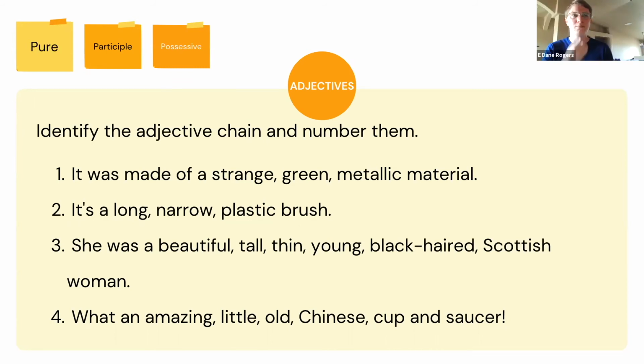Yes. It's a long, narrow plastic brush. Good. It's a long, narrow plastic brush. Long, narrow, and plastic are adjectives. Long is its length. Maybe to me, something is long, but to someone else, that's short. Maybe I'll say, oh, it's only 5 miles away. Someone else says, that's a long ways, but I'm thinking, oh, that's nothing.